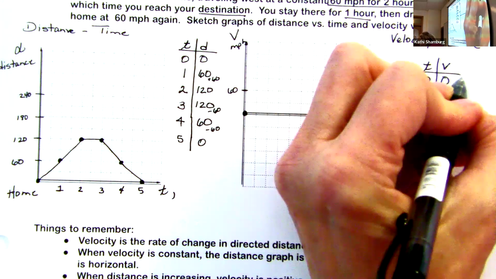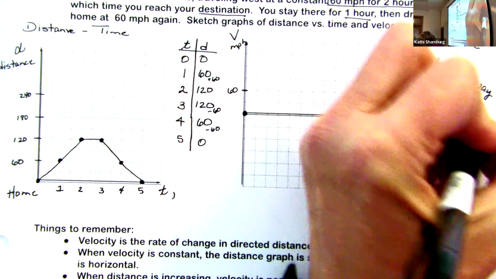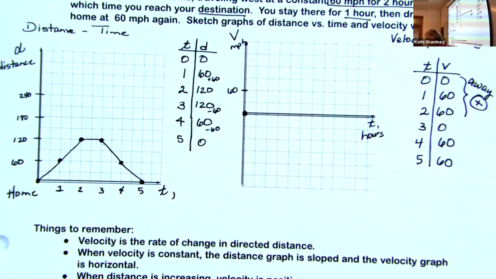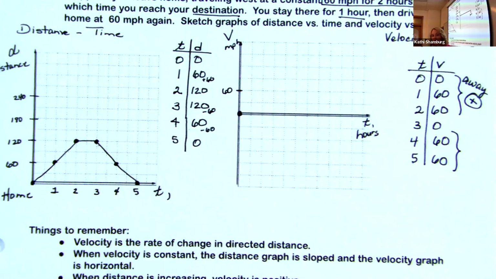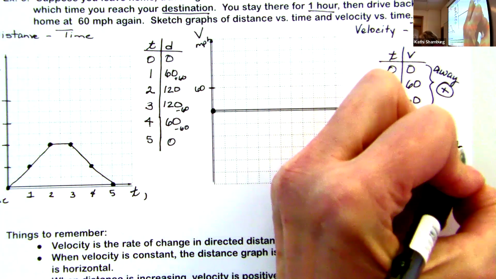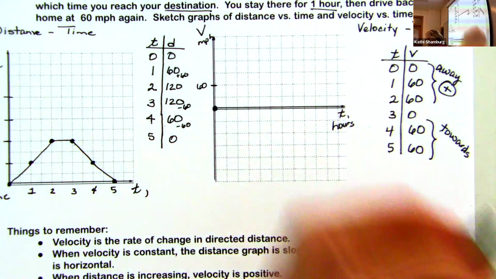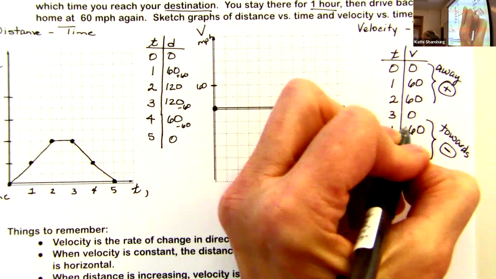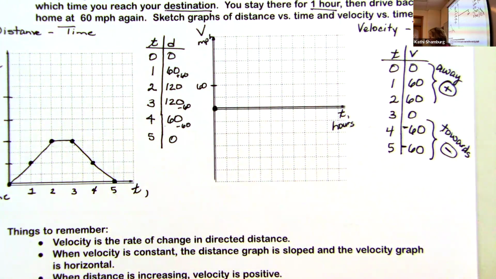This right here, I was driving away from home, so we had positive velocity. I'm still driving 60 miles an hour, but now I'm driving towards home, so that tells me which direction does this become? Negative. So these are negative 60. Not that you're driving negative 60 miles an hour, because we're not. We're still driving 60 miles an hour. The negative tells me which direction we're going.